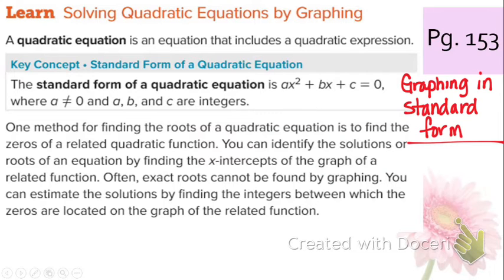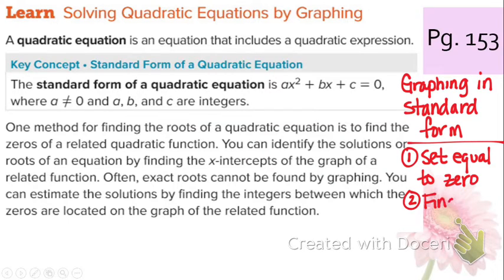So here's your first step. Step number 1 would be to set it equal to 0. So you want to start by setting it equal to 0. Step number 2 is to find the axis of symmetry, which is the opposite of b over 2a. And then step number 3 is going to be to make a table.